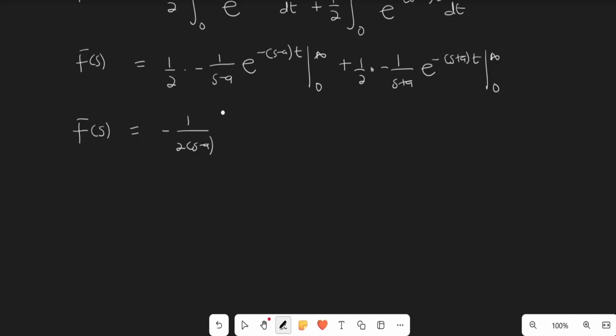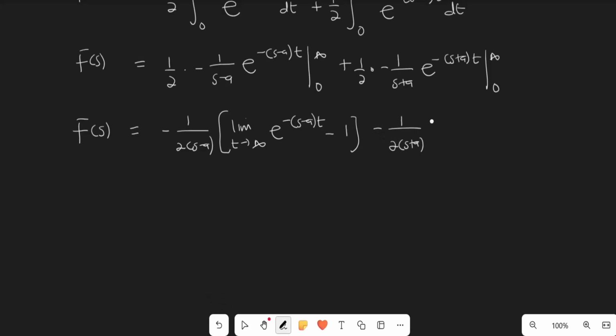Cool. And now let's take the limit. So we are taking the limit as t goes to infinity, the upper limit of e raised to the power negative s minus a times t. Cool. Now minus the lower limit. The lower limit, when you plug in there, e raised to the power 0 is 1. And now this one is going to be negative as well. So this one is going to be negative 1 all over 2 times s plus a, like this.